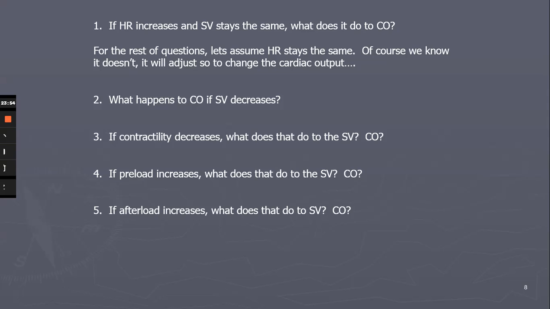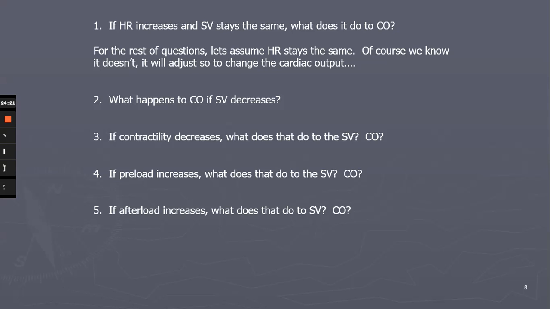All right. So number 5. If afterload increases, what does that do to the stroke volume? It's going to decrease stroke volume. Okay, what's it going to do to cardiac output? It's going to decrease cardiac output. All right, so I hope that you got those correct.